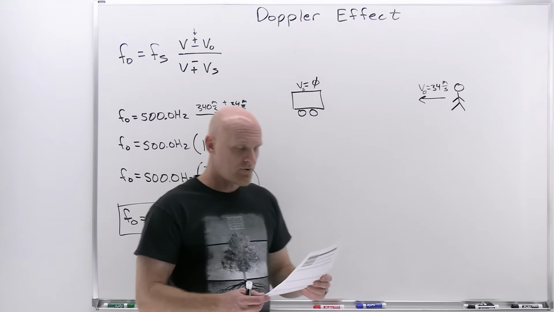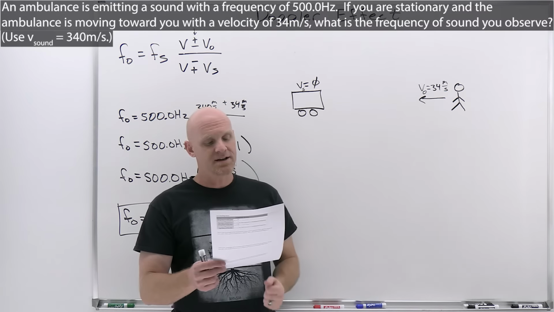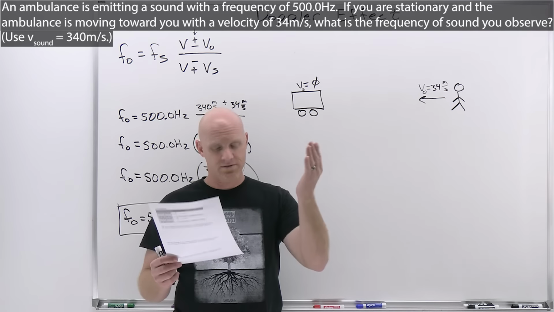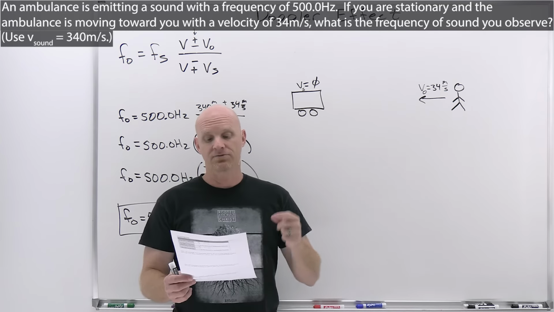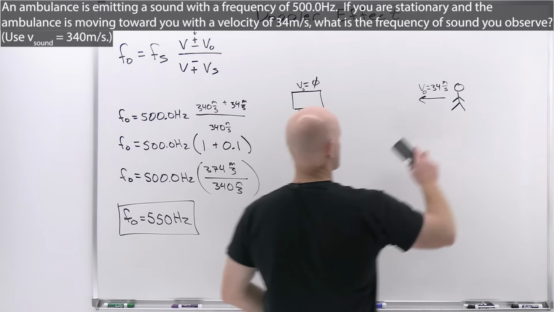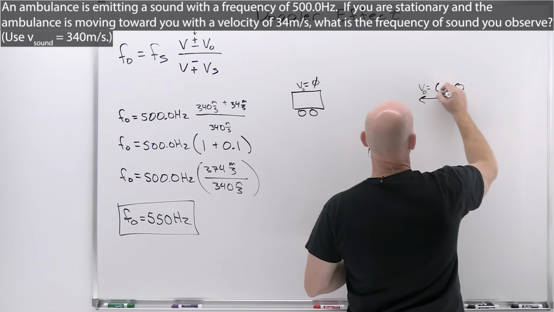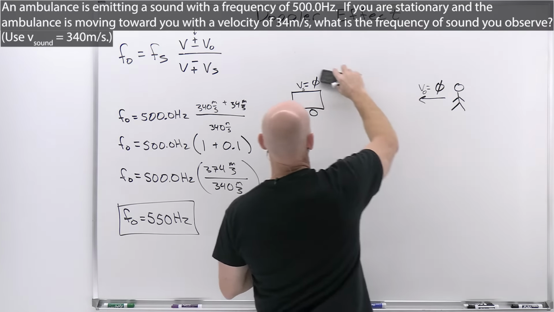So the second problem is very similar to the first one here, but we're going to switch things around a little bit. An ambulance is emitting a sound with a frequency of 500.0 hertz. So far, same thing. If you are stationary this time, so let's change this up. So now it's you, the observer, that's going to be stationary, not moving. So velocity is 0.